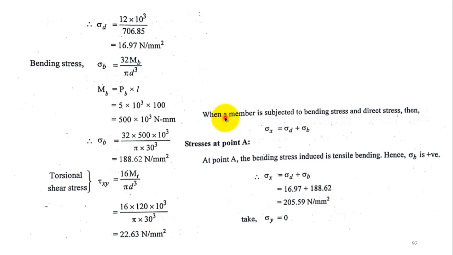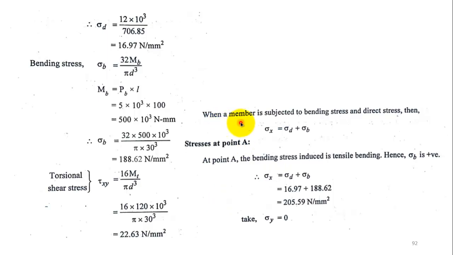Okay, you completed this? When a member is subjected to bending stress and direct stress, then the combined stress acting is nothing but the direct and bending stress added together. At point A, sigma B will be positive because tensile stress is induced at that point on the upper surface of that circular shaft. Similarly, at point B, what will be acting? Compressive stress will be acting. It will be minus sigma B. You have to use minus sigma B.